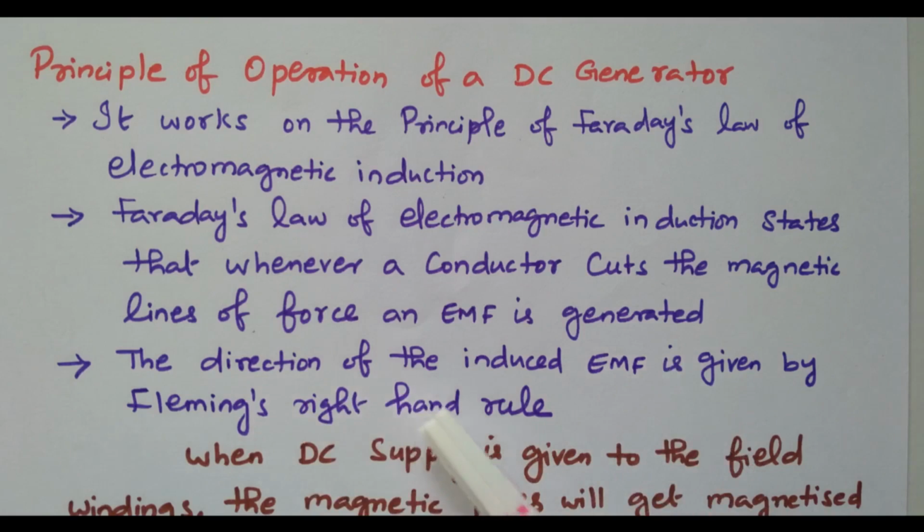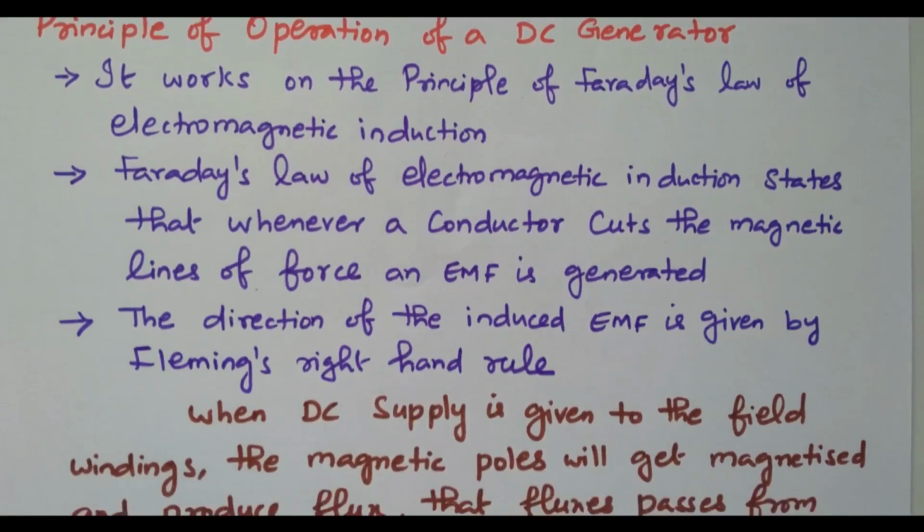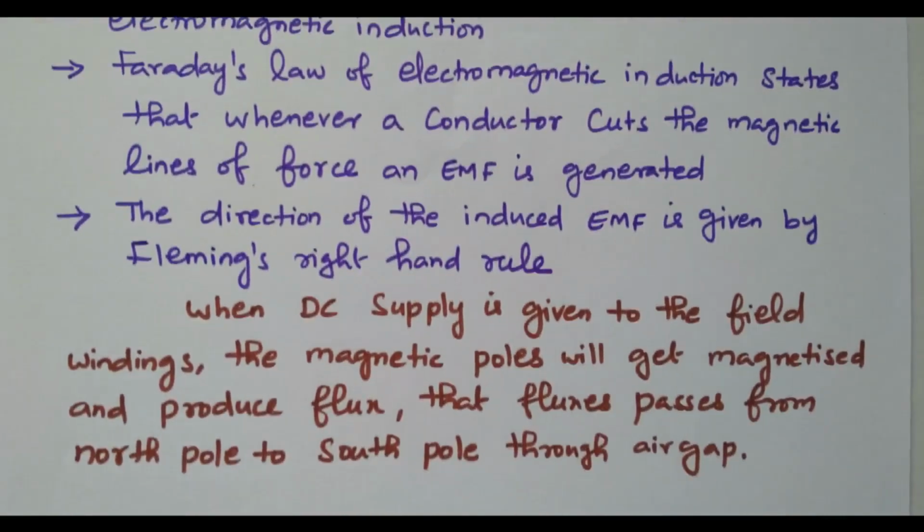The direction of the induced EMF is given by Fleming's right hand rule. Fleming's right hand rule gives the direction of induced EMF. Fleming's left hand rule applies to the DC motor. For the generator, Fleming's right hand rule is applicable. Now we'll see the operation one by one.